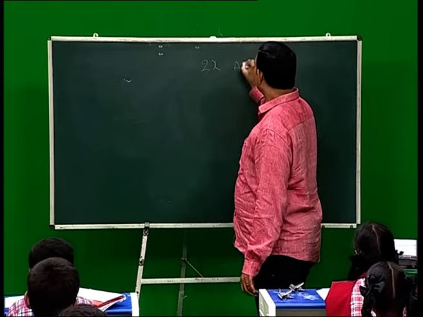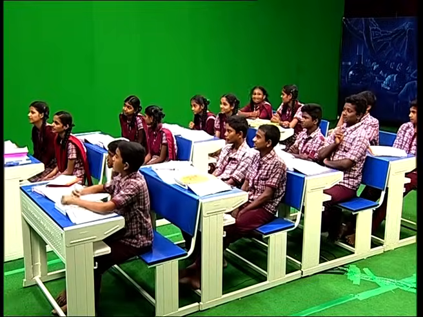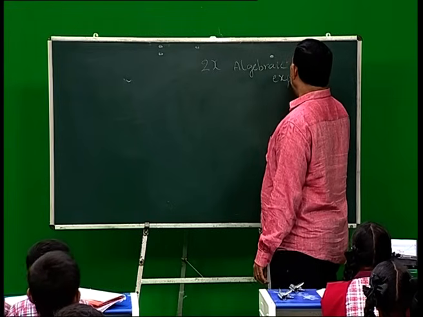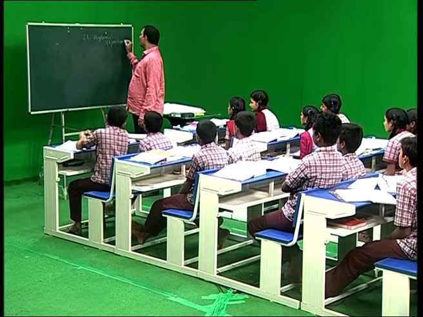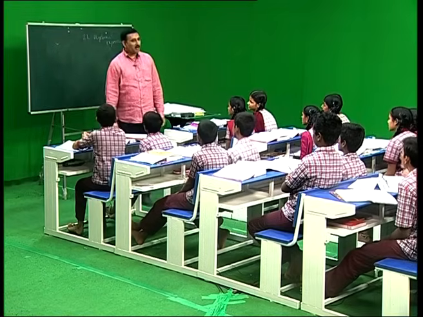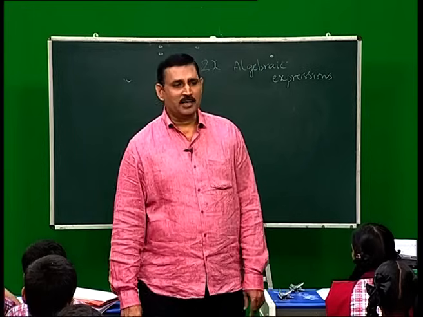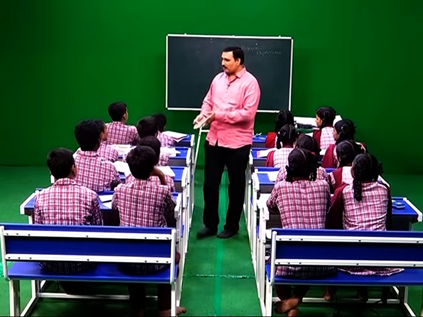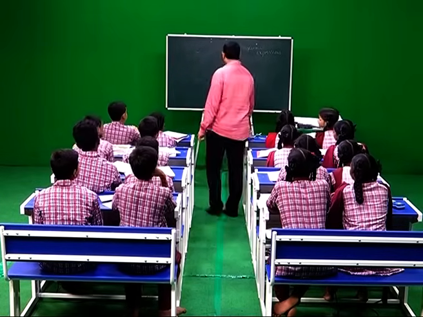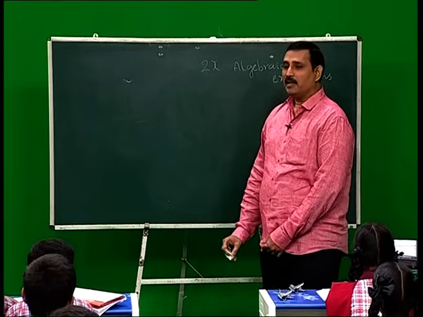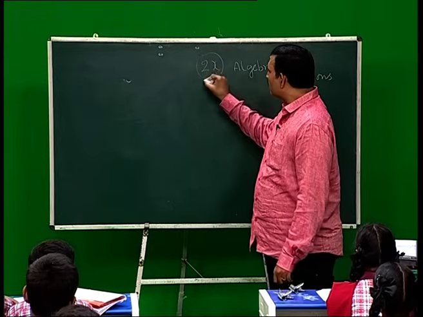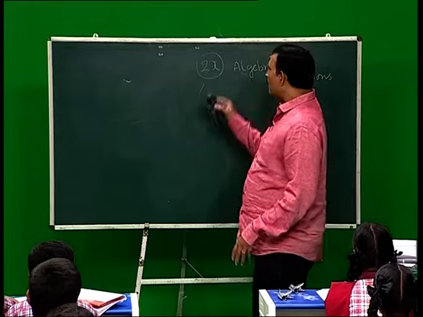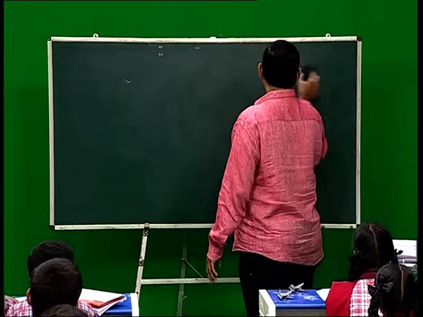Algebraic expressions. Not only 2x, you might have learned the formulas like a plus b whole square, a minus b whole square, and there you come across a square plus b square plus 2ab. They are all algebraic expressions. And what we are doing here is splitting them into factors. So this is called factorization of algebraic expressions.